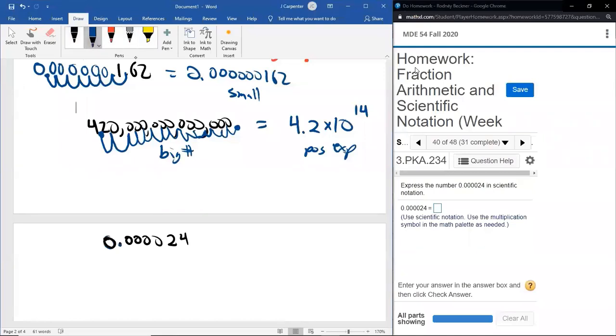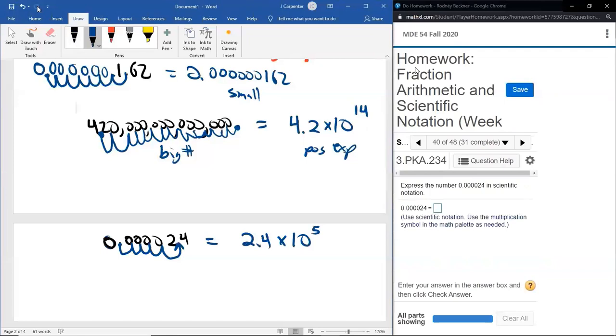So here's our decimal originally, and its goal is to get between the 2 and the 4, the first non-zero number from the left. So we've got to go right this time. 1, 2, 3, 4, 5 times. So that says this will be 2.4. We don't need zeros in front of the 2 in this format. It just looks silly otherwise. So 2.4, then our times 10, and we moved it 1, 2, 3, 4, 5 times.